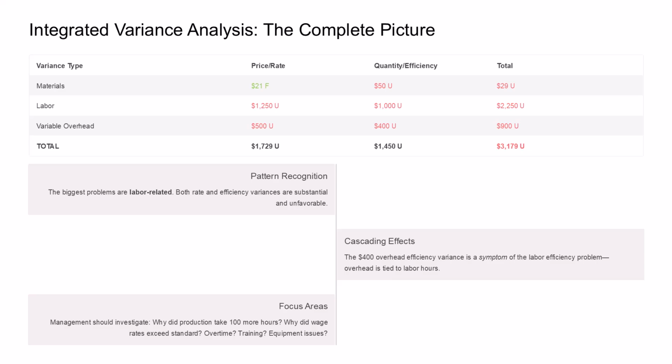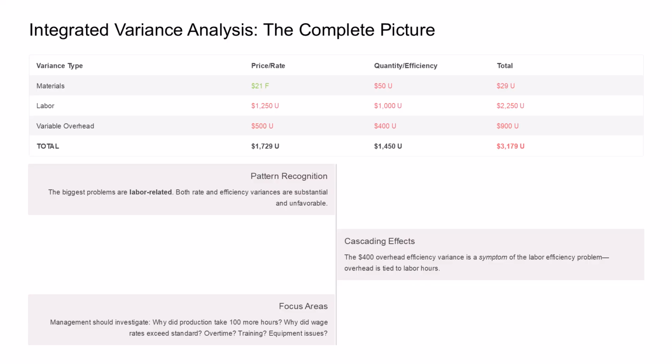But here's what the integrated view reveals. The biggest problems at Glacier Peak are labor-related. Both the labor rate and efficiency variances are unfavorable and substantial. And because variable overhead is tied to labor hours, the inefficiency in labor is driving overhead variances too. The $400 overhead efficiency variance is a symptom of the underlying labor efficiency problem.